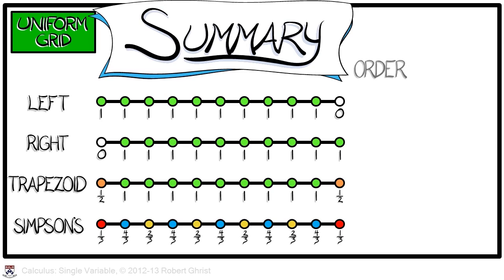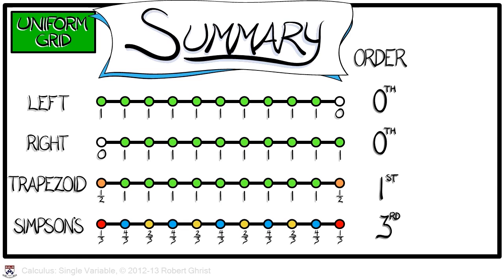Now, all of these methods have an order associated to them. We used a third-order curve to approximate the integrand in Simpson's Rule. The trapezoid rule is a first-order method. We used line segments. The left and right Riemann sums are zeroth-order methods. We just took the constants and built rectangles from them.